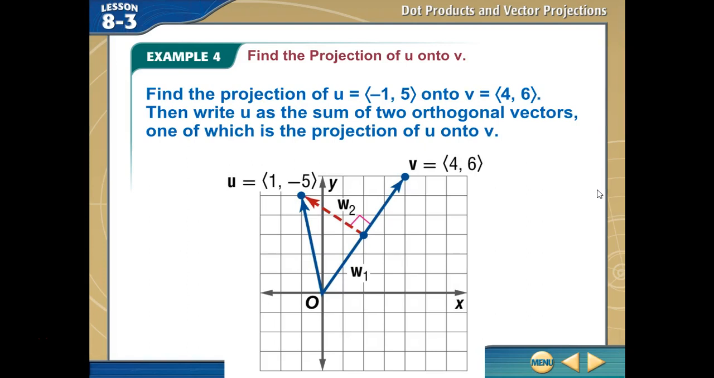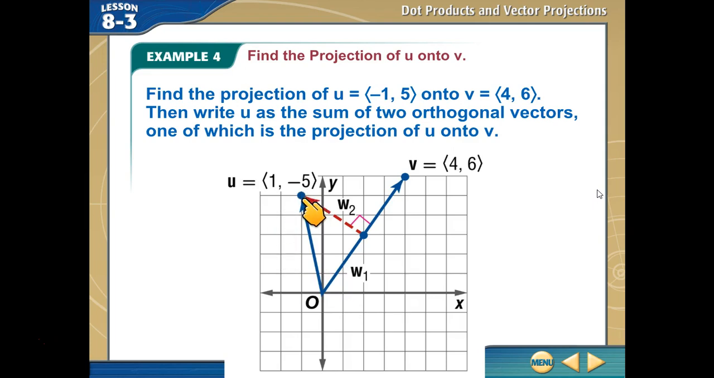So here's our first problem. We've been given two vectors in their component form, and we want to figure out the sum of two orthogonal vectors. One of which is the projection of u onto v. And so we have negative 1, 5.